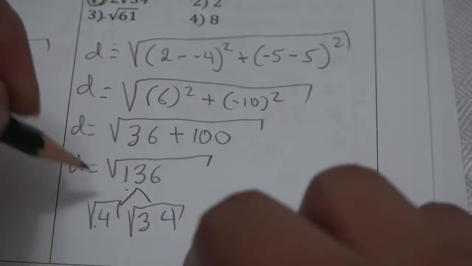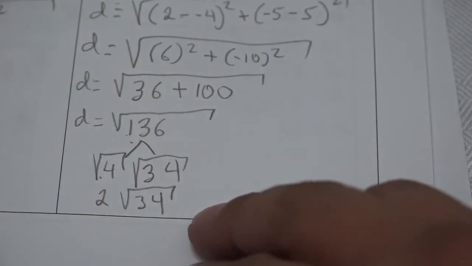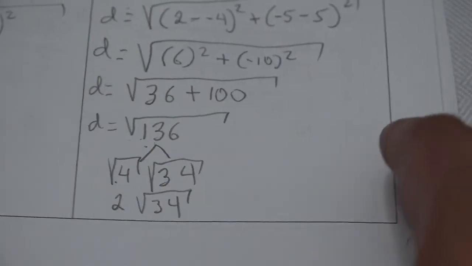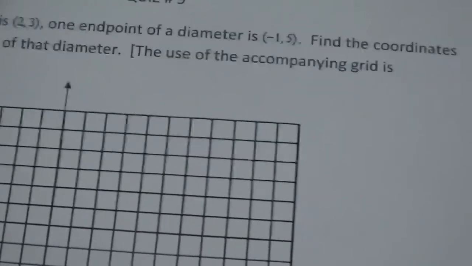The square root of 4 is 2, and 34 doesn't have a perfect square root, so it stays as 2 radical 34. My suspicions were correct. And now you have quiz number 9.